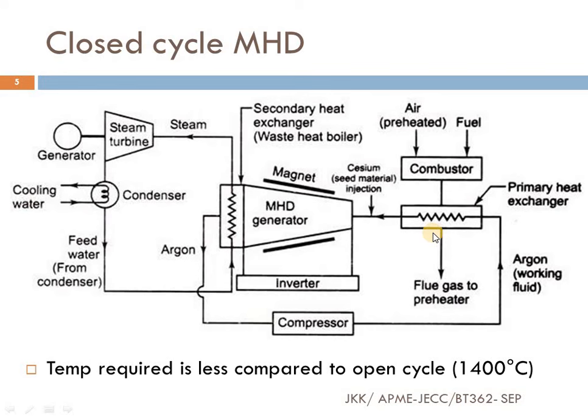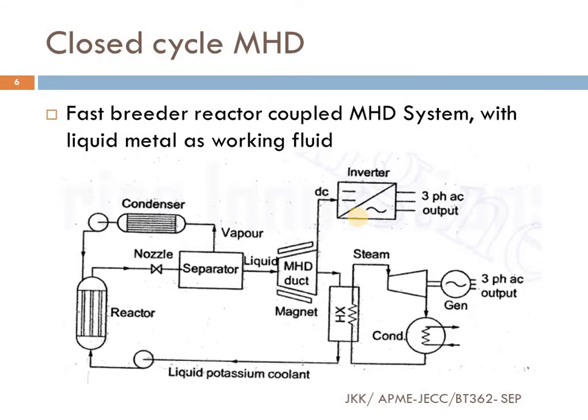Here cesium can be used for seeding of argon, because cesium offers maximum efficiency, but it is slightly more costly. So instead of cesium we can add liquid metal for increasing the conductivity. So the last category is fast breeder reactor coupled MHD.